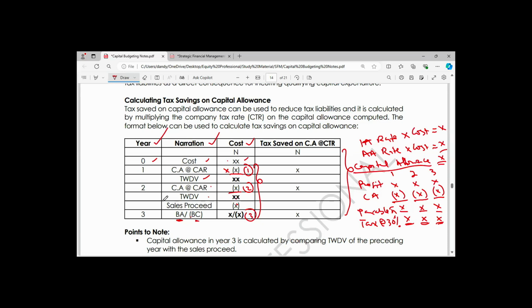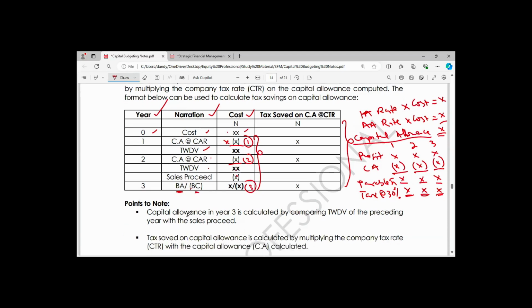However, if I want to use tax saved on capital allowance to reduce my tax liability, I need to go a step further. After calculating the capital allowance for each year, I need to multiply company tax rates on the capital allowance. So say, for example, if the tax rate is 30%, the capital allowance I've calculated in year 1, I will multiply 30% of it. I will get this. In year 2, I will multiply 30% to get this. Then year 3, you also get this.